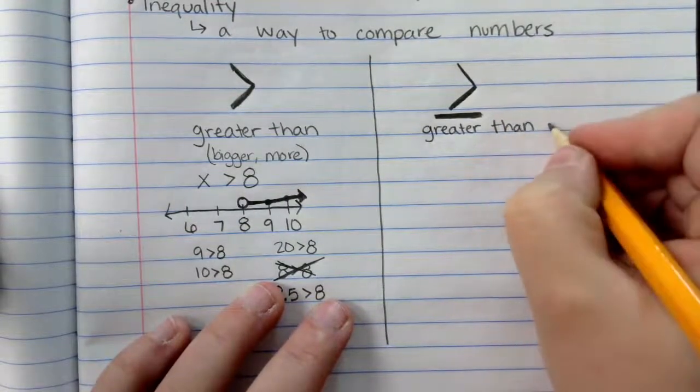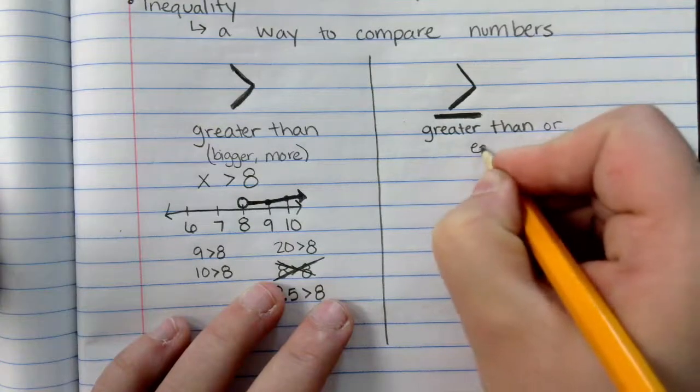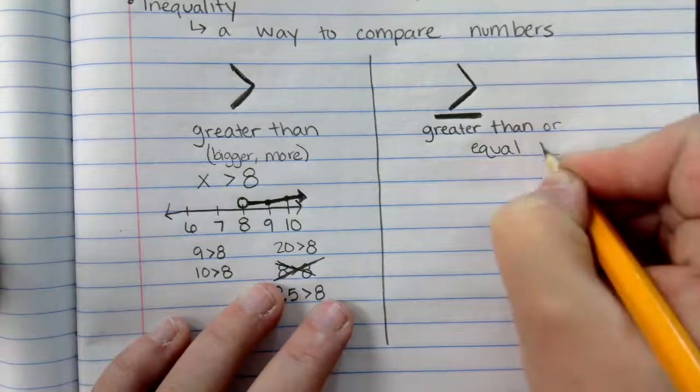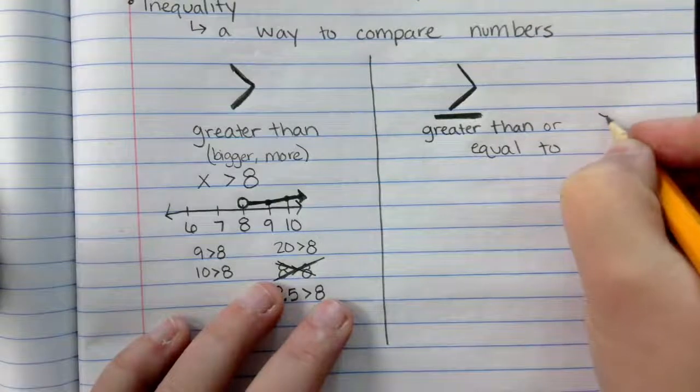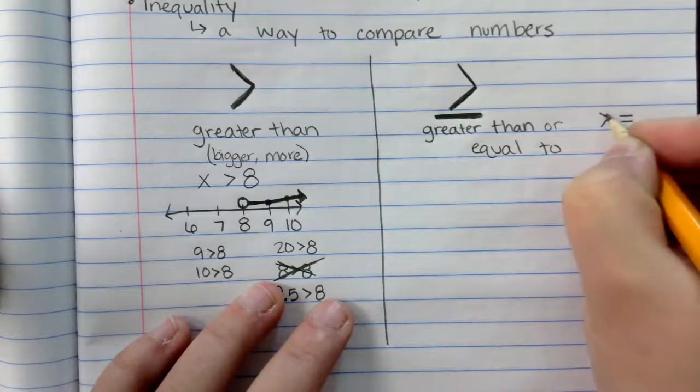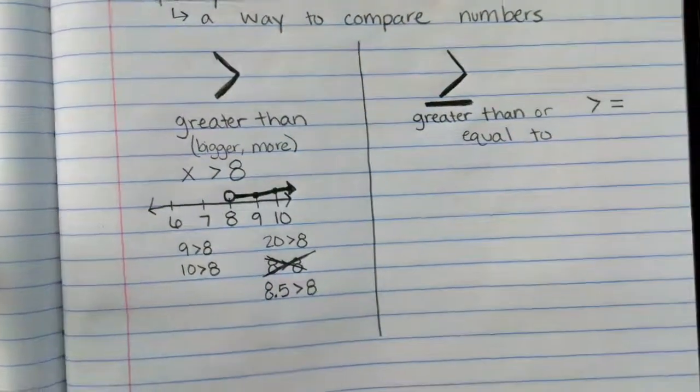It's like they took a greater than sign and an equal sign and they combined it. That's where that underline comes from. The underline is actually part of the equal sign. It's both greater than or equal to.